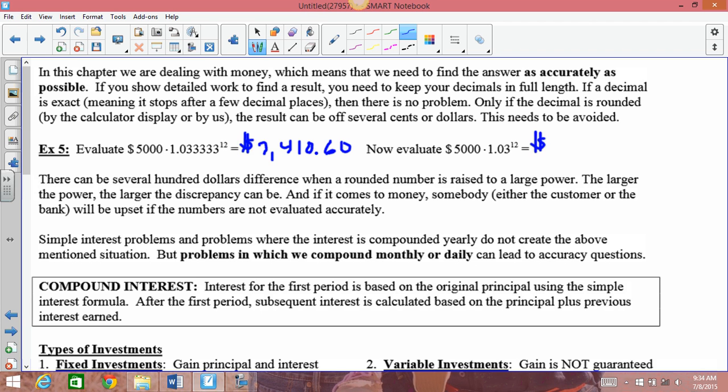And this time you should get $7,128.80. I guarantee you that if you were looking at a solution key and you saw that big of a discrepancy, you would think you had done something wrong.